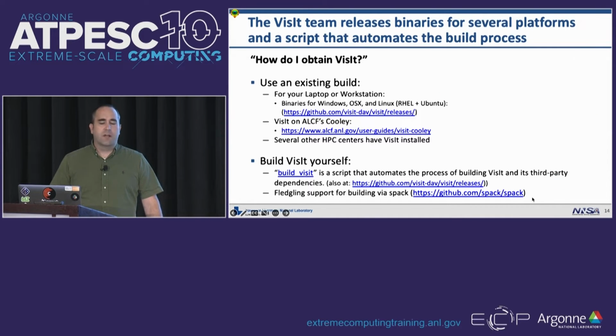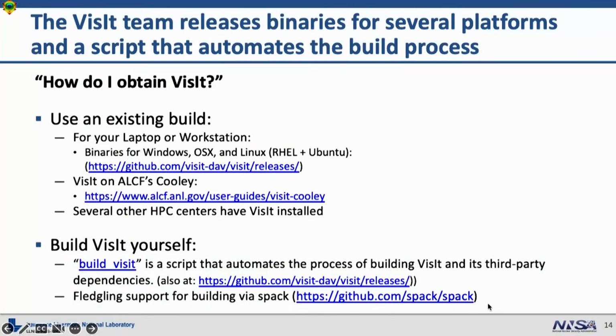We have binaries for all kinds of different platforms, lots of versions of Linux these days, because we can use containers to build those, also Windows and Mac. So you can download those. It's also installed on a lot of different centers. I'll show you how to connect to Cooley's installation later today. If all else fails, if you have a very exotic laptop or something of that nature, which I've seen at ATPESC before, you can be brave and build VisIt yourself. We do have a script to do it, and that's the script we use to build all our releases. It's not for the faint of heart, but it is possible. We also have some support for building with Spack, if you're interested in trying that. But start with a pre-built binary at first.